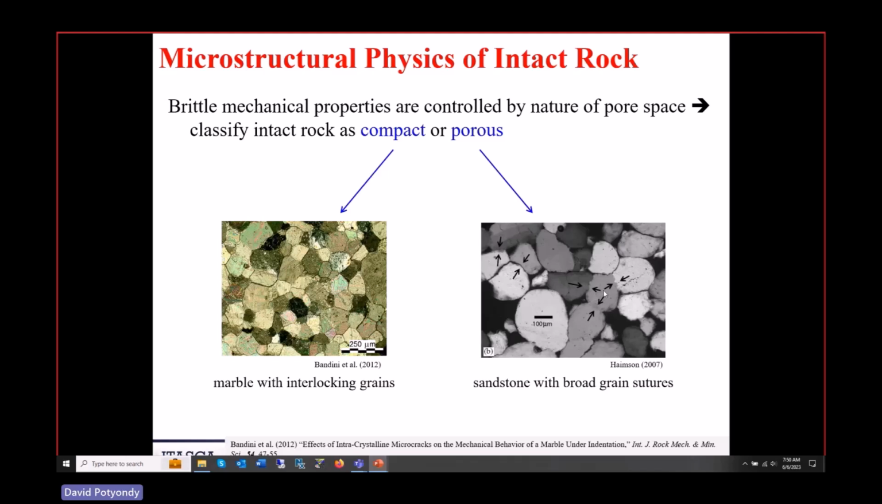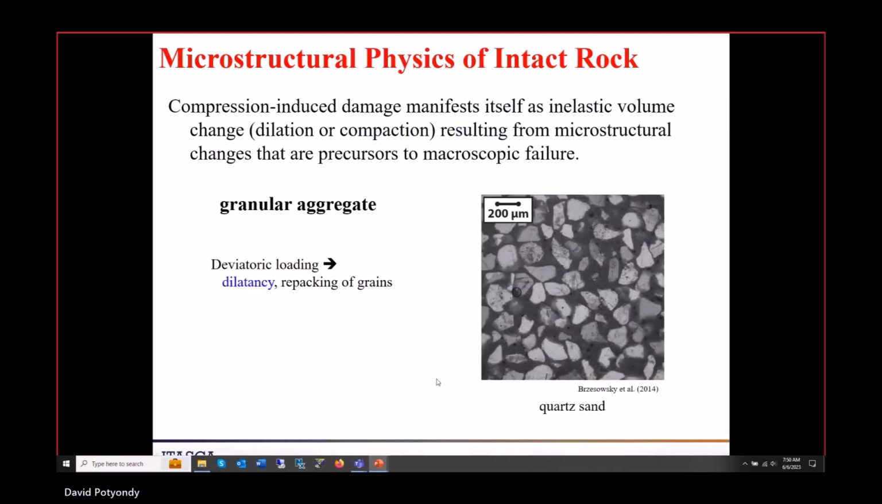And here are grain contacts with the arrows. This is a 100 micron example. Okay, so this would be a sandstone. There's much more porosity, and obviously there are ranges of sandstone from very well cemented to very poorly cemented sandstone. The damage that you get when you do compression is that you either see dilation or you see compaction. The reason you're seeing those things is because you're starting to get microstructural changes.